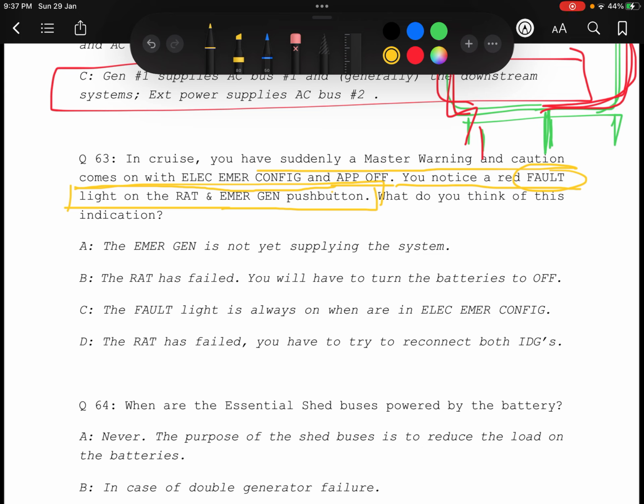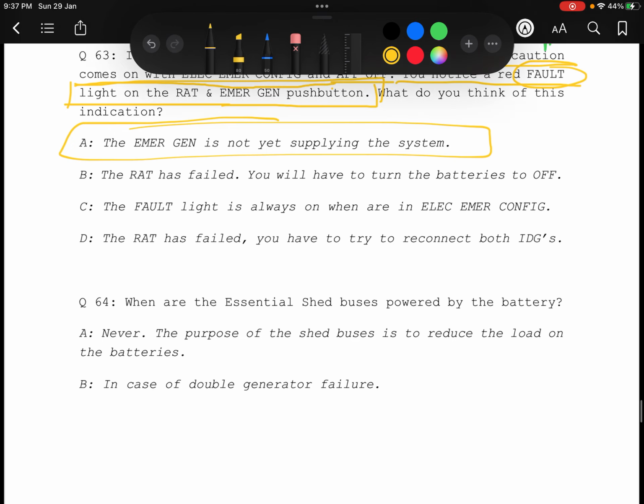You know, this is the work of the RAT. That is why we have designed and placed a RAT in the aircraft belly. But the red fault light will come to say that now this is my time and I am not supplying power, right? This is why this red light comes. So what do you think of this indication? Okay, so the emergency generator is not yet supplying the system. Obviously alpha is correct. These are all wrong answers.